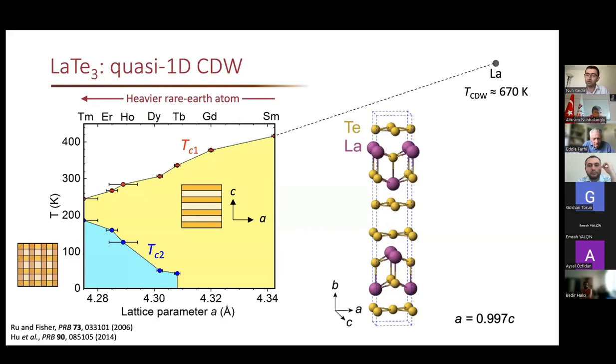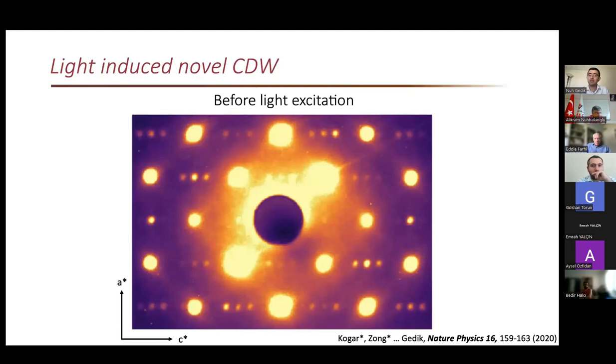I just want to show you raw data, no analysis. So I am showing you a diffraction pattern before I kick with the light. This is lanthanum tritelluride. Here is our direct electron beam, blocked, okay? And these intense spots are the Bragg spots, Bragg peaks. And these extra modulations that we see are coming from the charge density wave, the C-axis charge density wave. Now, I want you to pay attention that there is absolutely no modulation in the A-axis direction because there is no A-axis charge density wave in this material. The only modulation is in the C-axis direction.